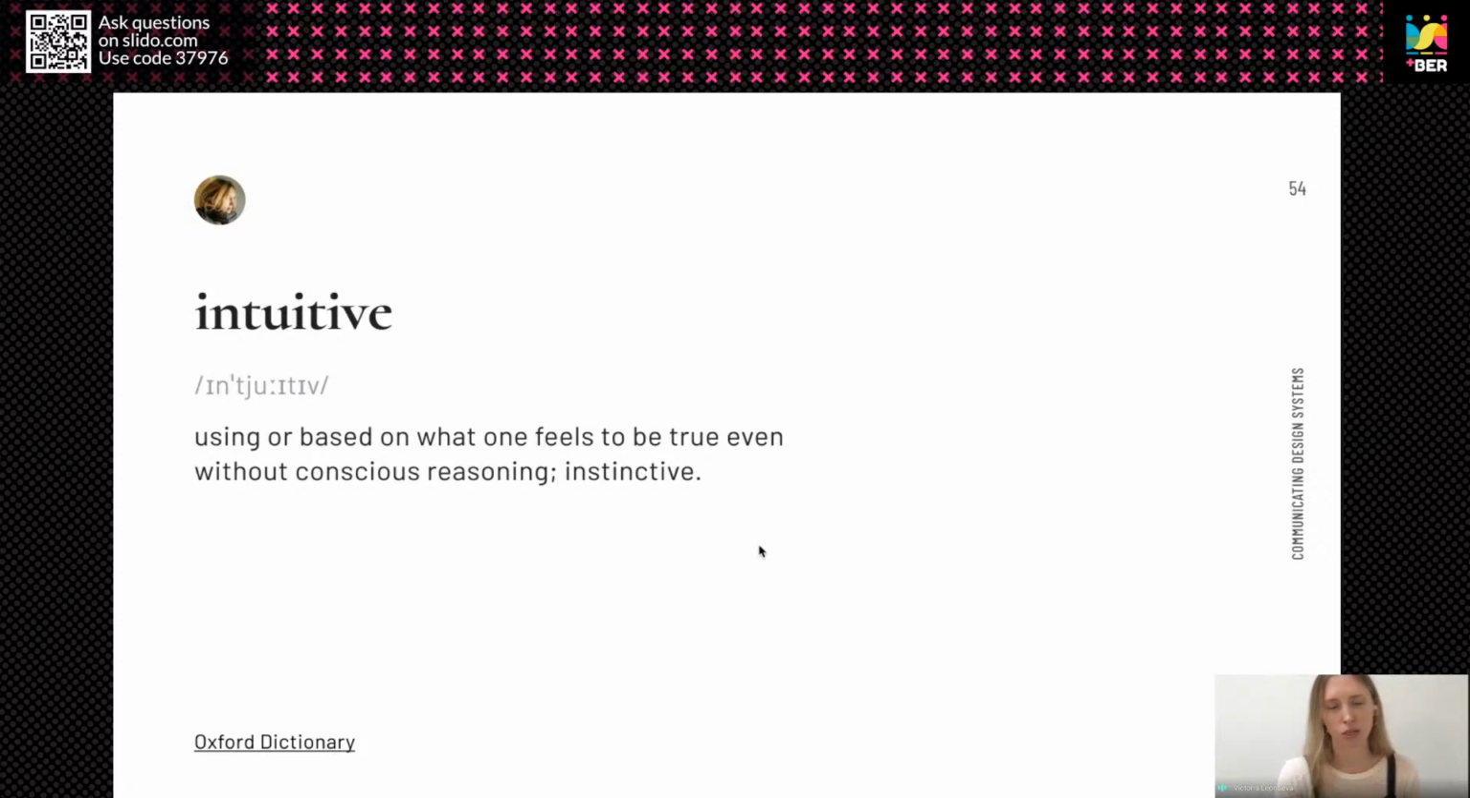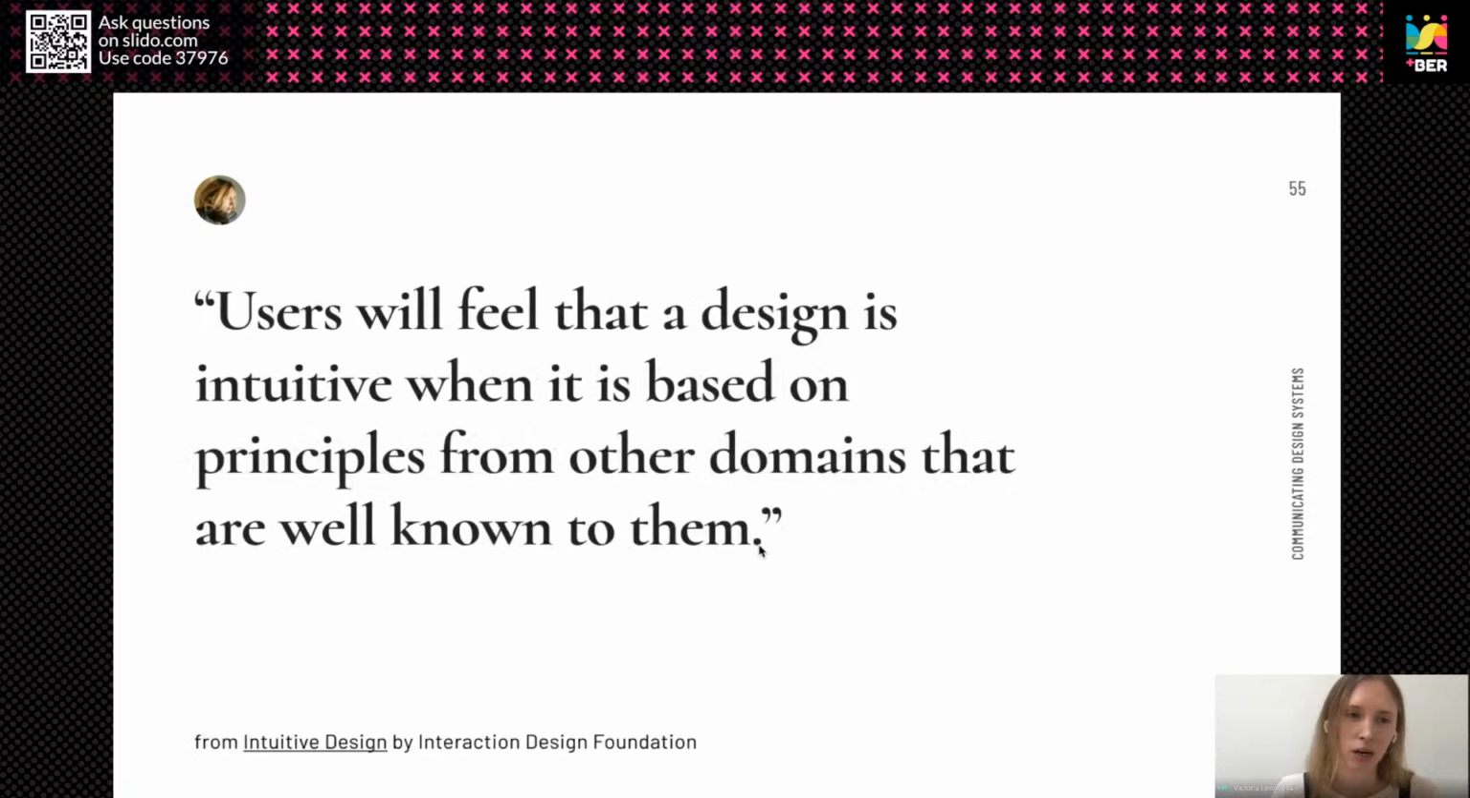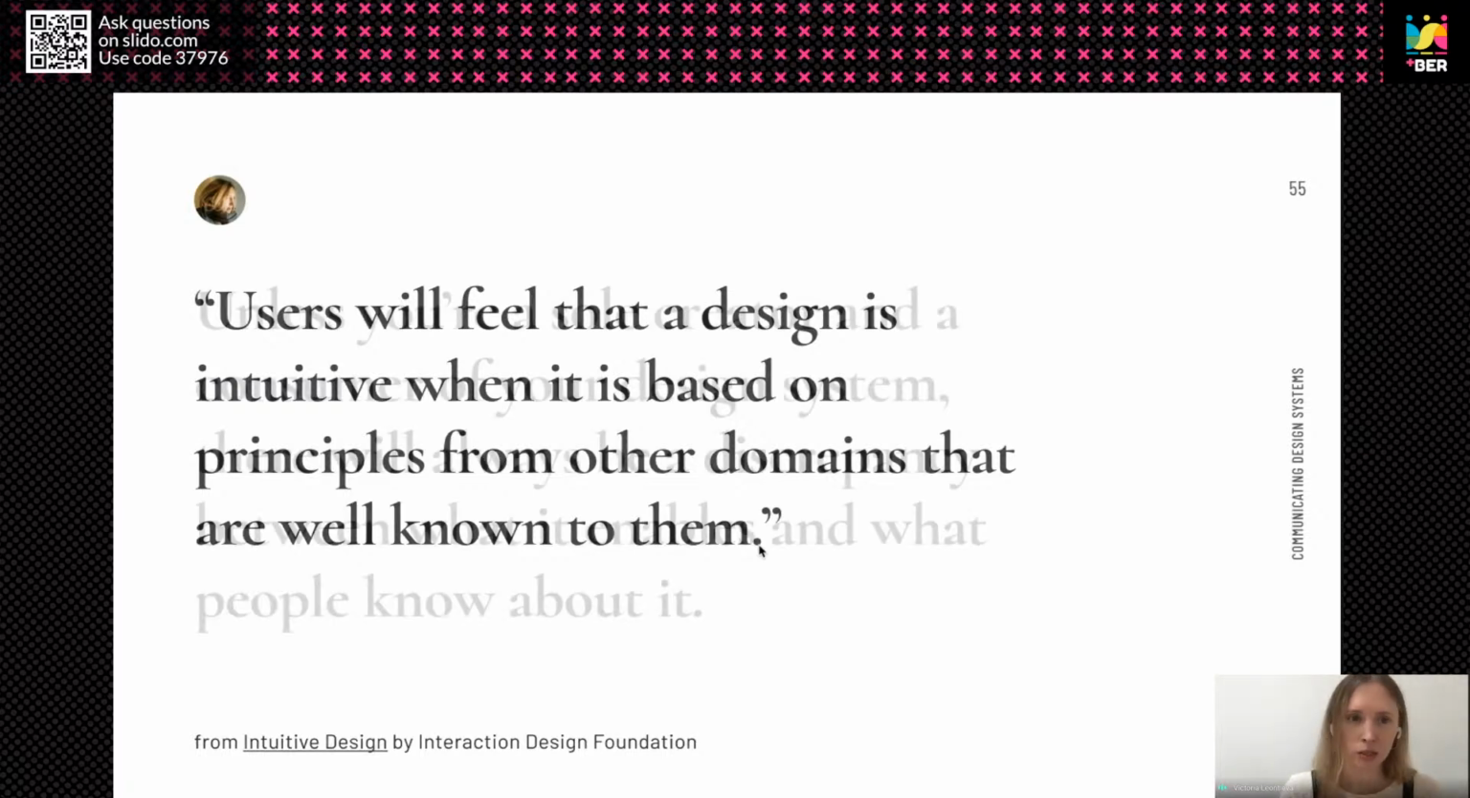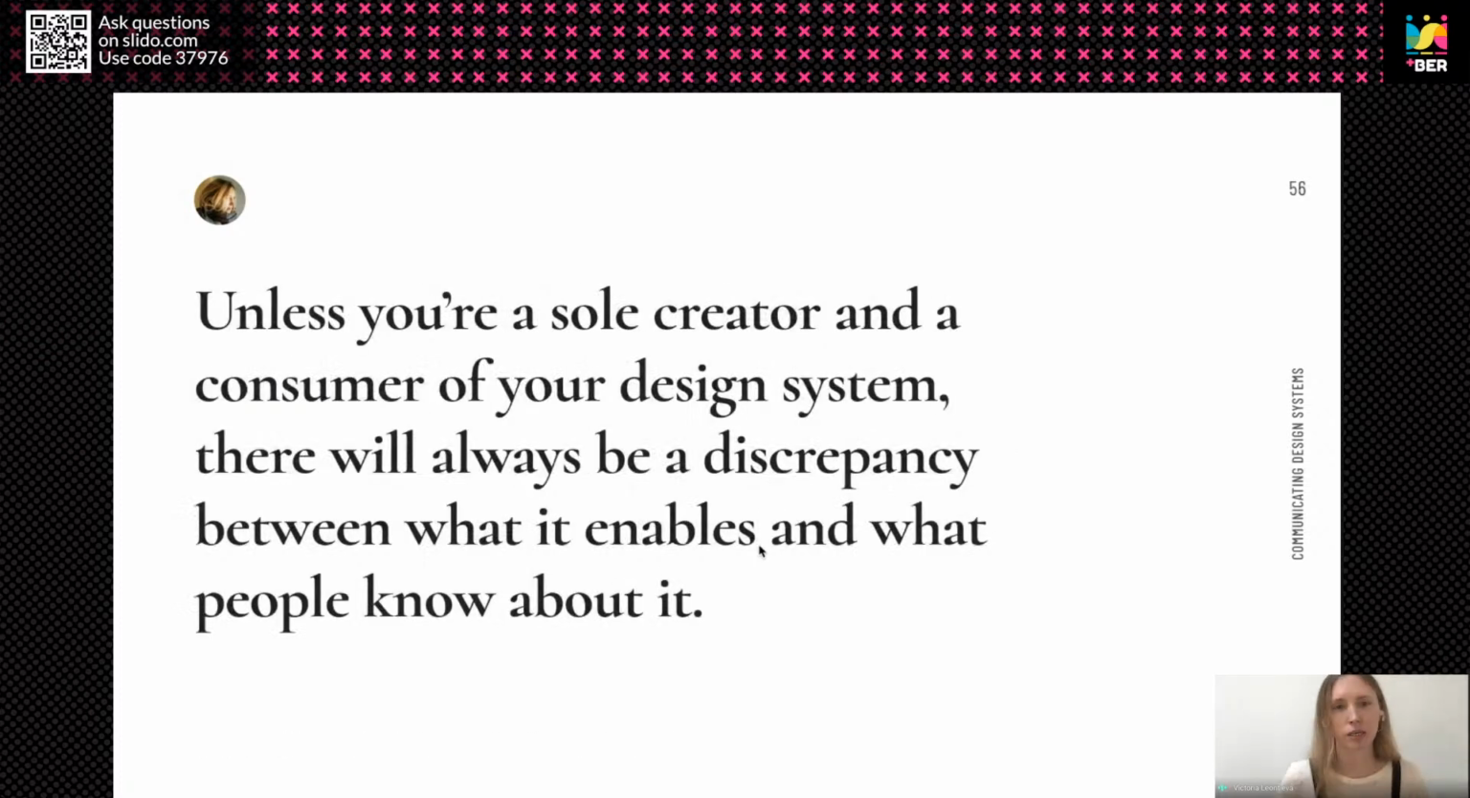So we might not necessarily be born with understanding how to use interfaces. But users will feel that a design is intuitive when it's based on principles from other domains that are well known to them. And so I think the point that I'm trying to make here is, whenever we're building a system, you take this chaos and you try to provide some meaning, and you refine it and you define it and you detail it. And when you actually have this system, the people who are going to be using it, they might not know how you built it. So unless you're a sole creator and a consumer of your design system, there will always be a discrepancy between what it enables and what people know about it. And what can we do about it?